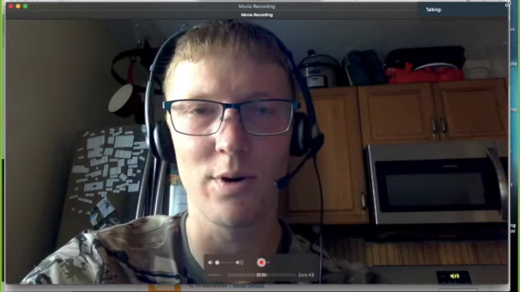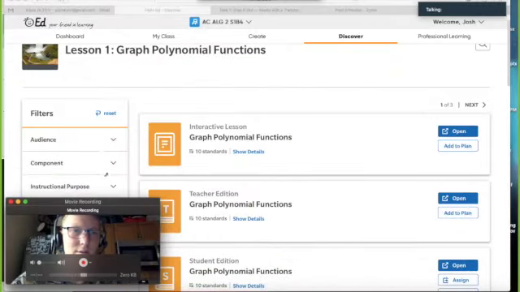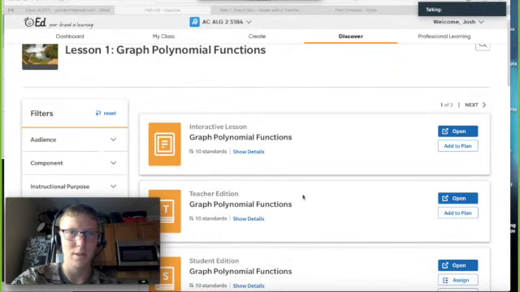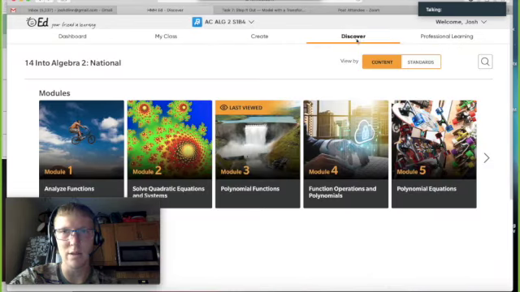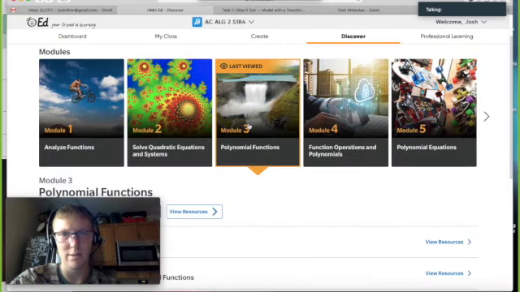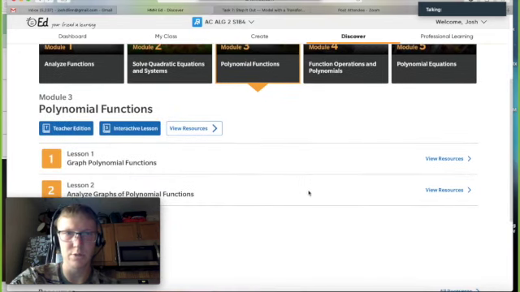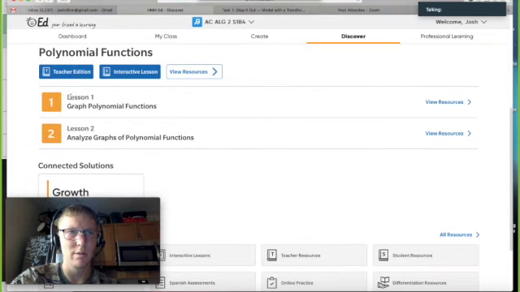So first of all, we're going to make my face smaller because who needs that? And as you can see, I'm already logged into our textbook. If you hit this button over here, the Discover, Module 3, that's where we're at. We're going to scroll down. Lesson 1, Graph Polynomial Functions.